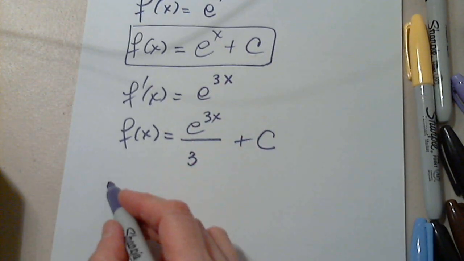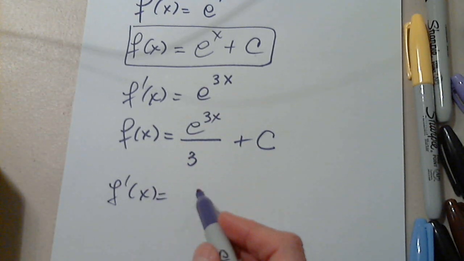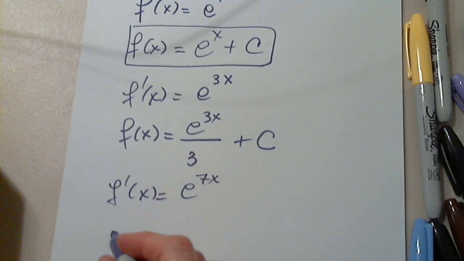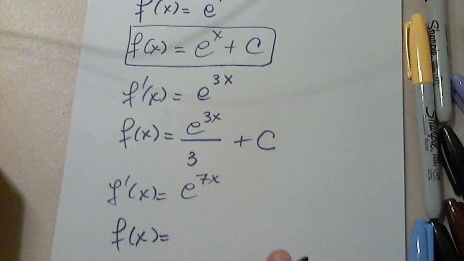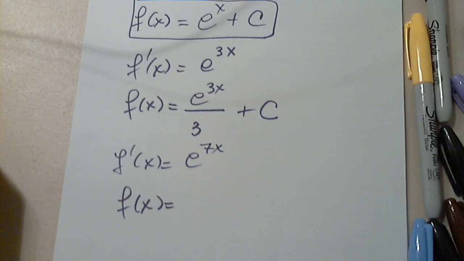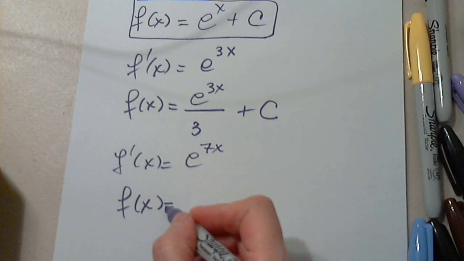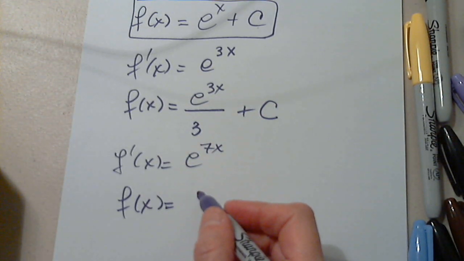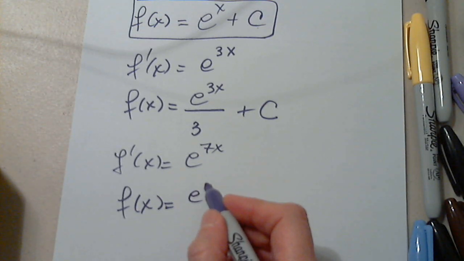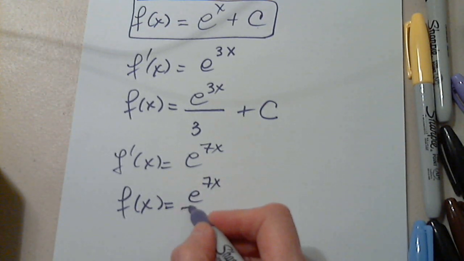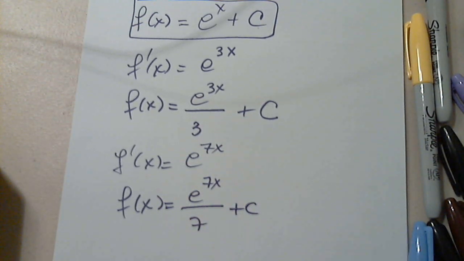Okay, what if I have f prime of x equals e to 7x? Can anyone give us the most general antiderivative of e to 7x? E to 7x divided by 7 plus a constant. That's it. Excellent. Good.